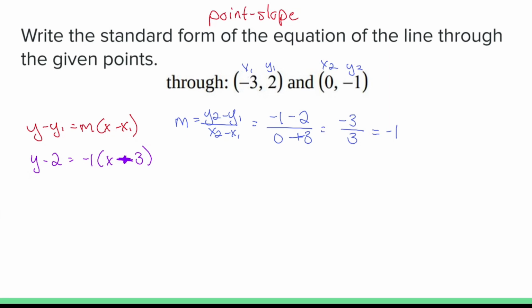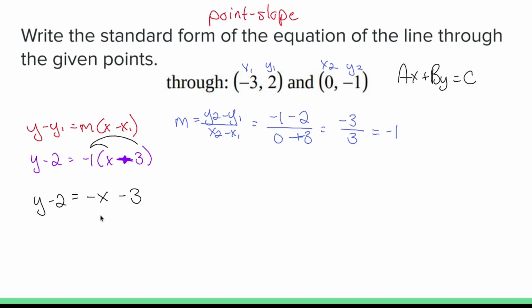And now my job is to make this standard form. Standard form looks like ax plus by equals c. So basically what I have to do is a little bit of math, move the x and the y to the left and the regular numbers to the right. So let's distribute that -1 first, right? So that gives us -x minus 3 on the right and y minus 2 on the left.